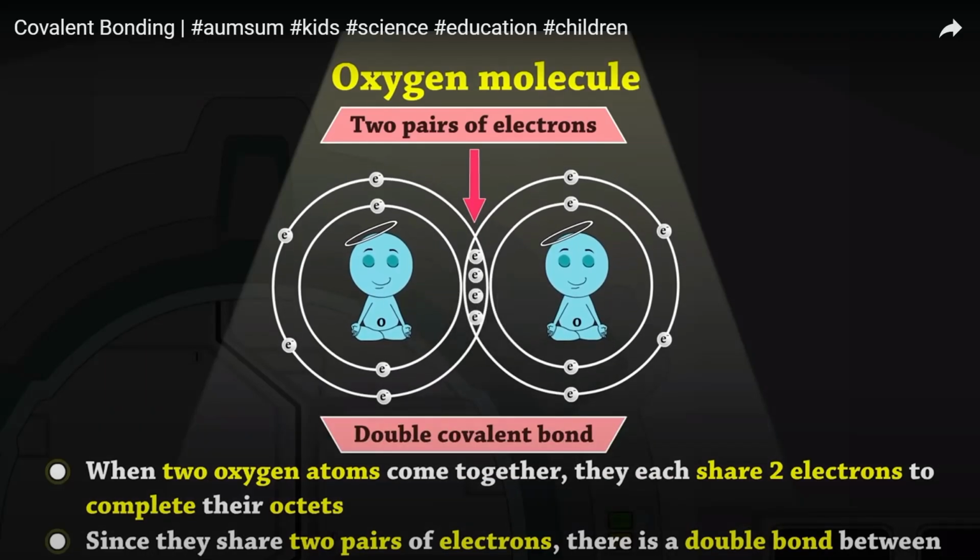So you can fill in those little things in the picture. It says 2 pairs of electrons, double covalent bond.